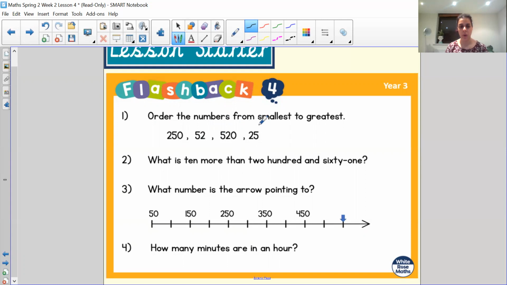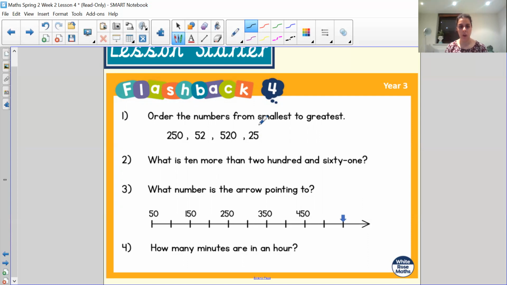Question 2, what is 10 more than 261? 10 more. So if I were you, I'd write 261 as a number, and you're having 10 more. So think which column is going to change and use that to help you. 261.